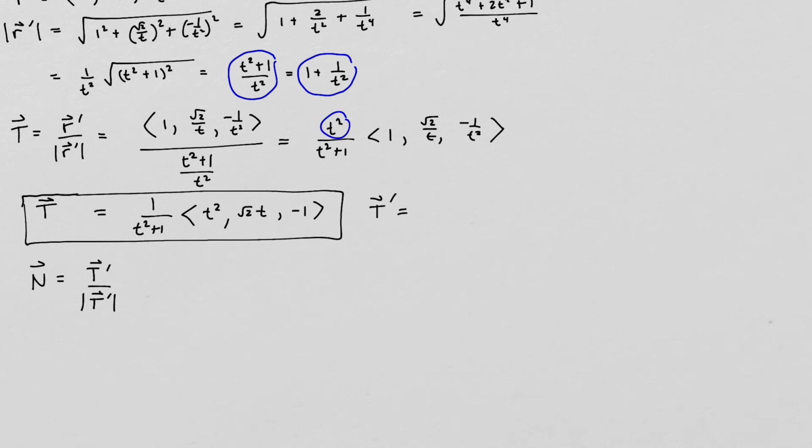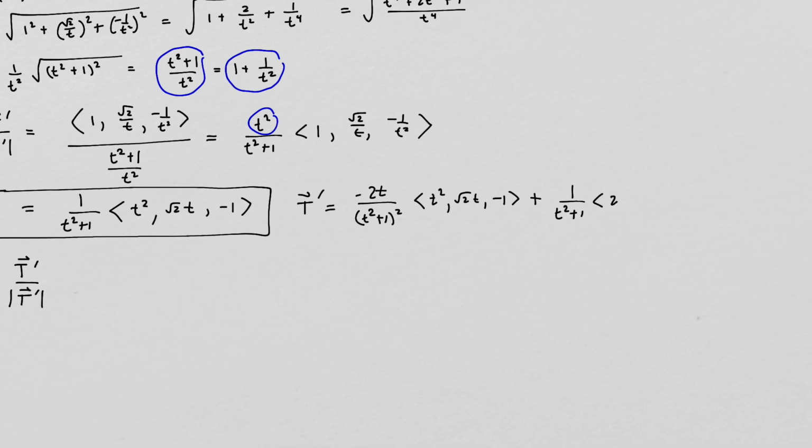So using the quotient rule, you can show that the derivative of 1 over t squared plus 1 is negative 2t over t squared plus 1 squared. Multiply that by the original vector here. Plus, and then now we're going to take that thing, 1 over t squared plus 1, and then multiply it by the derivative of our vector, which is 2t, radical 2 and 0.